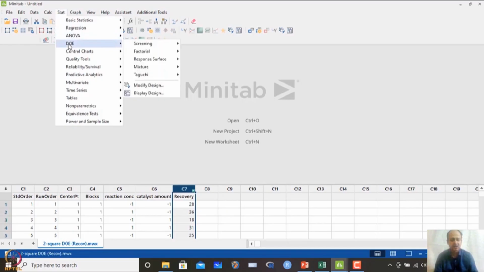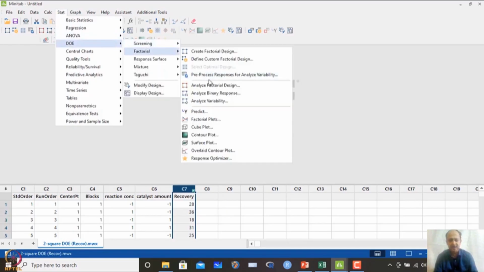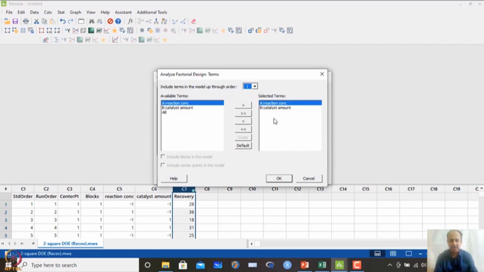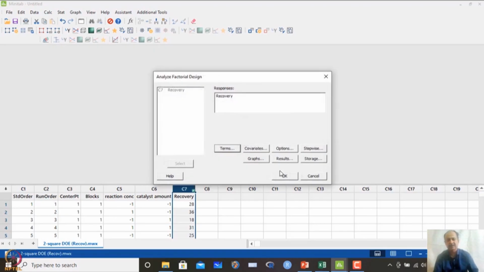So I will go to Design of Experiments, Factorial Design, Analyze Factorial Design. Here, if it is not mentioned, you have to mention recoveries over here. MINITAB has taken it automatically. If you want to see interaction effects over here, you just include that in the model. So if you click, the AB interaction will come over here. Because we have 3 replicates, it is not difficult to calculate the mean square error. So there will be no problem in my opinion.